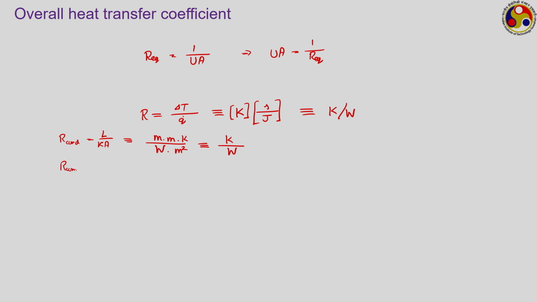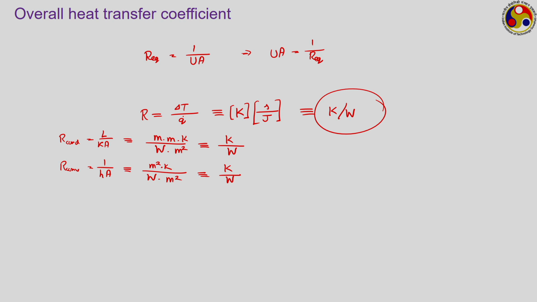And if we try to do the same using the convective transfer thermal resistance, 1 upon hA. So, h, you know, has the unit of watt per meter square Kelvin, and area is meter square. So, we are getting it to be Kelvin per watt. So, thermal resistance has a unit of Kelvin per watt in SI scale, or you can say temperature divided by heat flux as the dimension.